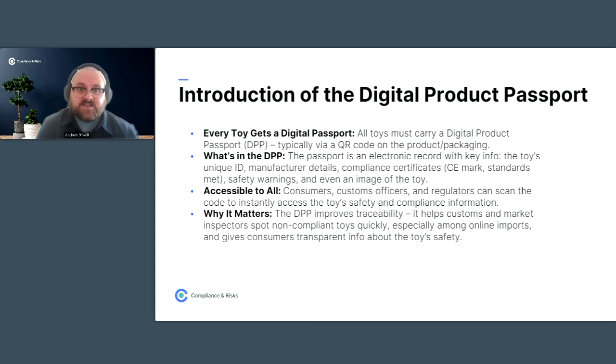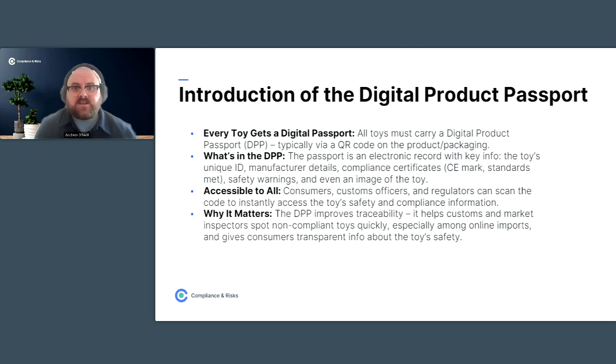For regulators and customs officers, the DPP is a bit of a game changer. At the EU border, officials can now use a new IT system to automatically scan digital passports on incoming toy shipments. If a toy doesn't have a valid passport or shows non-compliance info, the shipment can be flagged for inspection or stopped right away. This could significantly reduce the number of unsafe toys entering the market. It also creates a level playing field.